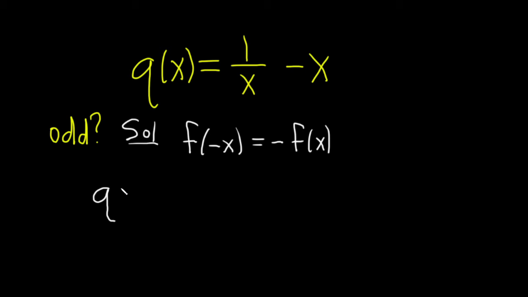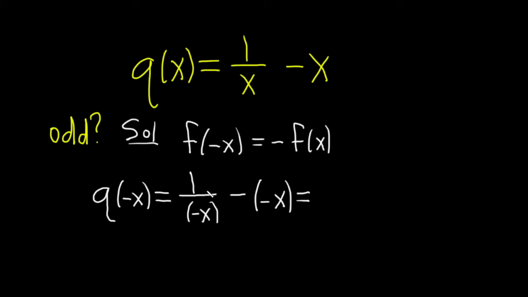So we have q of negative x, and that's equal to, and then just go here and replace all of your x's with negative x. It's 1 over negative x minus, and then replace this one with negative x. So this is equal to, well, 1 over negative x. So we can write that as negative 1 over x, because you can put the negative outside. And then negative and negative is positive, so plus x.